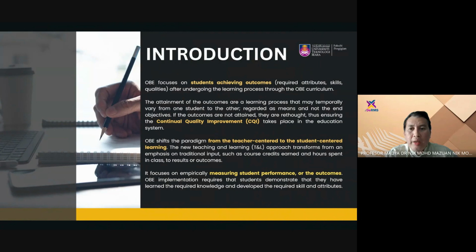Okay. And if you see series number 4, we will be talking about continual quality improvement, which is CQI. And this one is actually part of the OBE curriculum. So we as lecturers are directly involved with the CQI. And this CQI is quite important for us to review the curriculum.